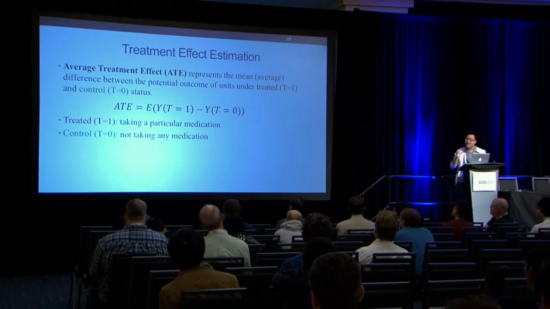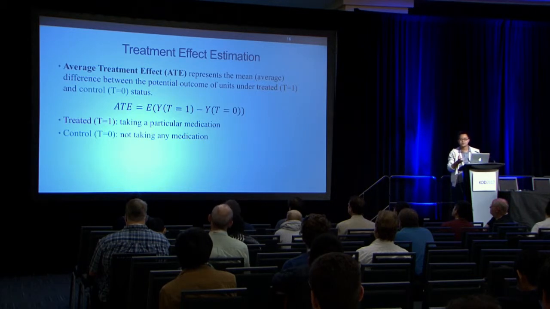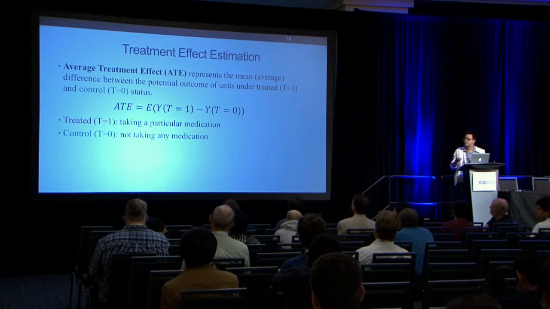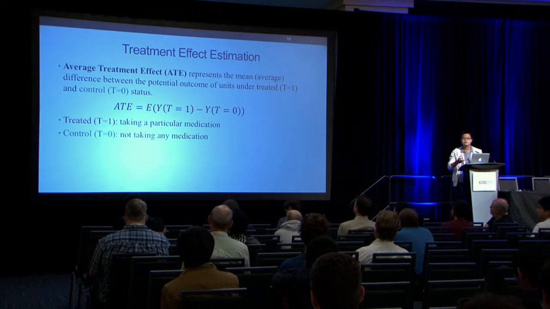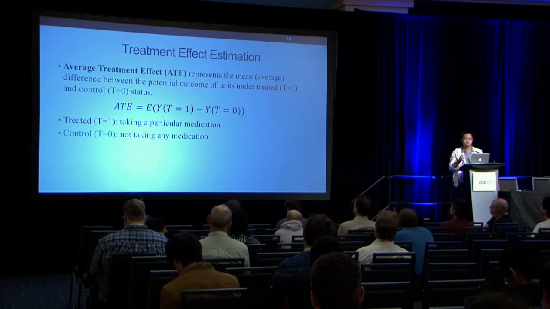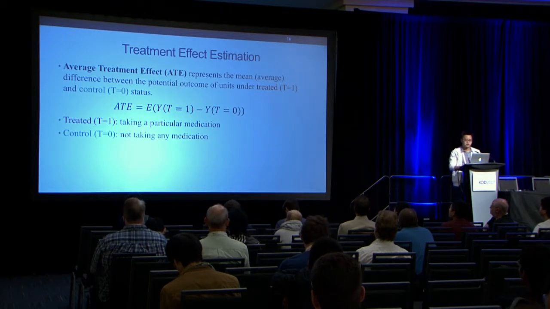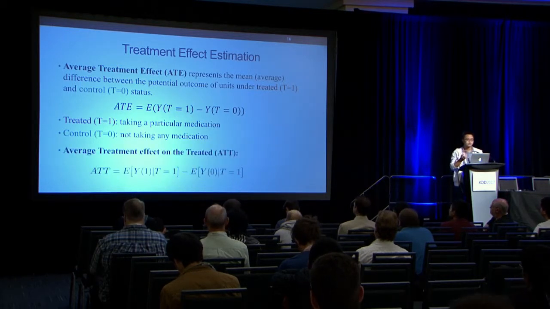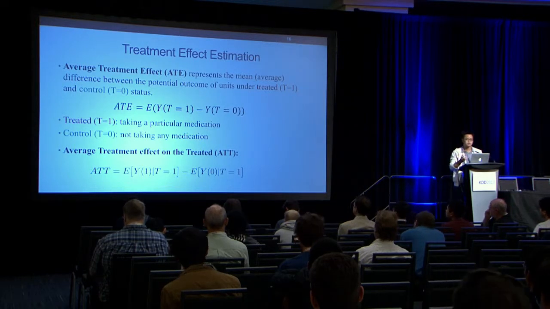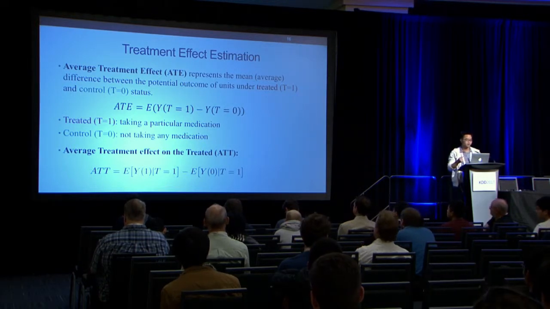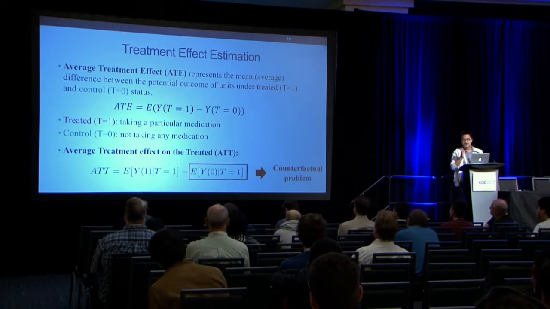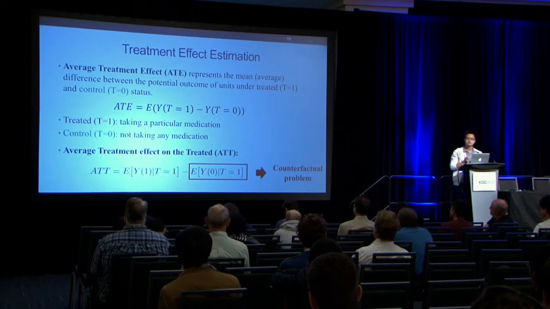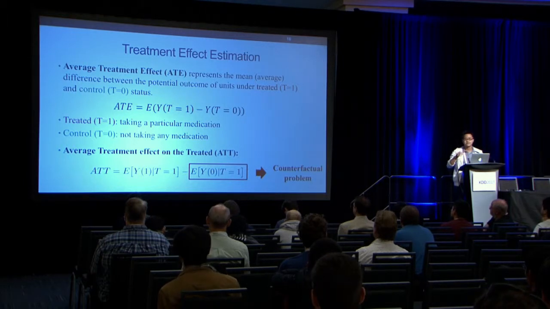First, we define the average treatment effect as the mean difference between the potential outcome of units on the treated and the control status. In the above example, the treated status could mean taking a particular medication, and the control status could mean not taking any medications. Here we care about the average treatment effect on the treated units, that is ATT, defined as following. From the definition, we found there is a counterfactual problem. That is, if a patient Anna has taken a particular medication, then we cannot observe the outcome when she did not take that medication.